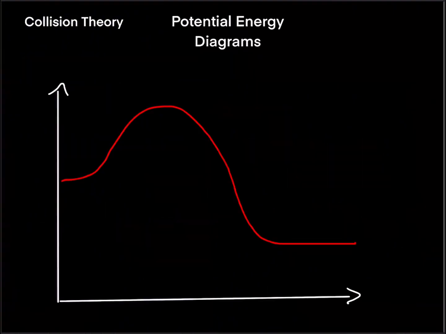Now let's begin drawing out our potential energy diagrams. On the left, you have the reactants, and on the right, you have the products of the reaction. At the top of this diagram, we have the transition state, also known as the activated complex.